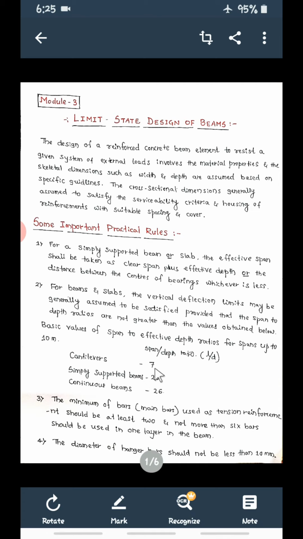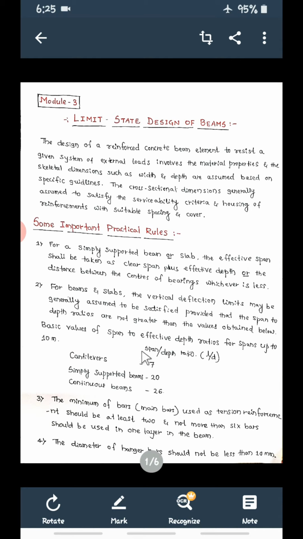Some reference points you have to see. Initially in design, in the first step, we have to assume the depth. So how to assume the depth, so that there should not be any repetition?